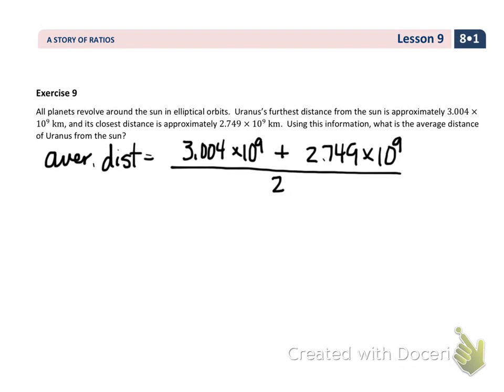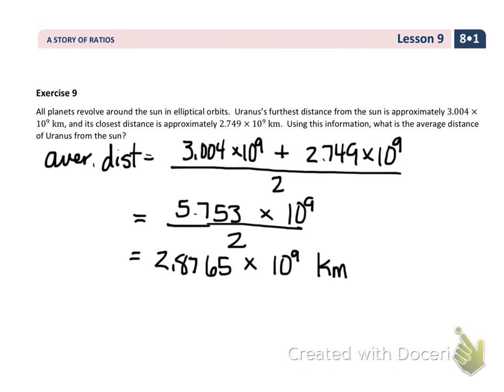All right, exercise 9 asks you to find the average distance of the planet Uranus from the sun. And so to find the average, I'm going to take the furthest distance, add it to the closest distance, and divide by 2. I'm finding a number in between those two numbers. So these have the same order of magnitude. They're both 10 to the 9th.